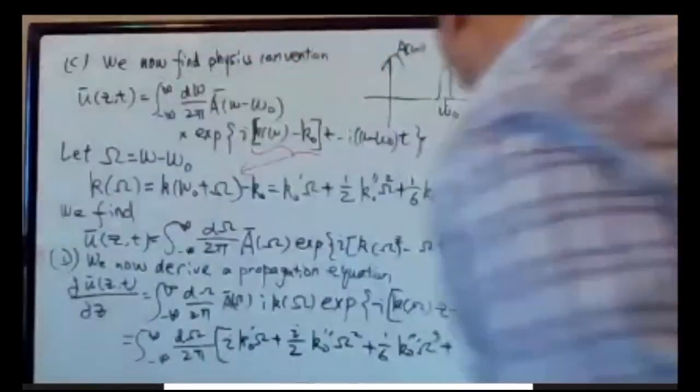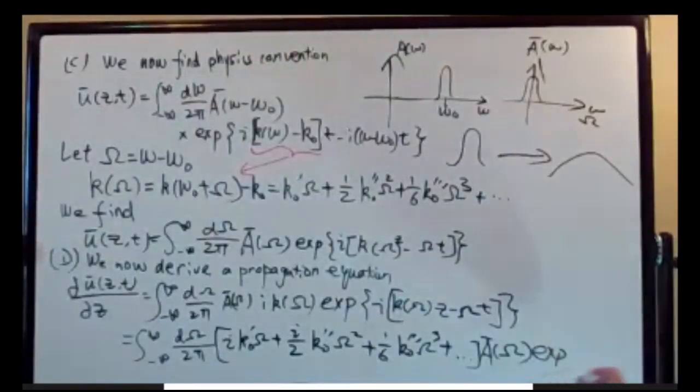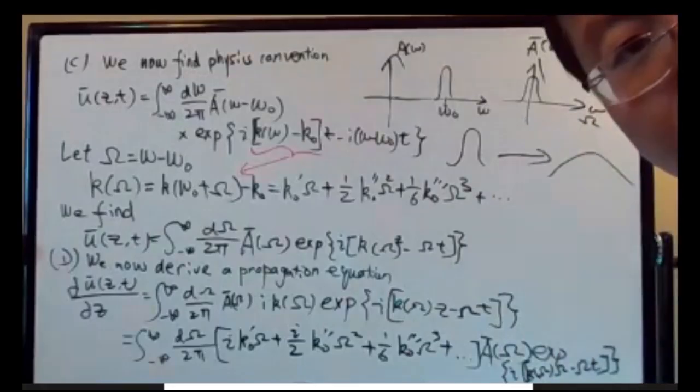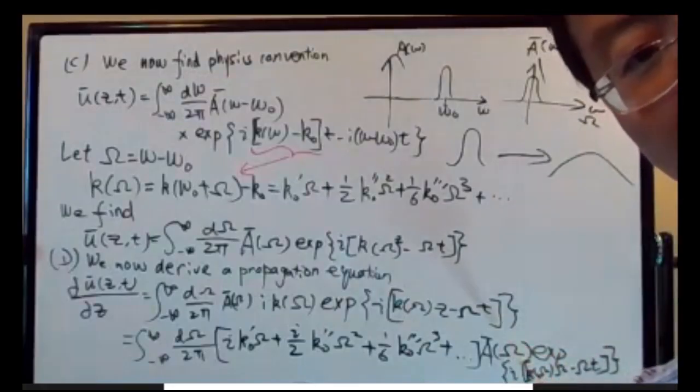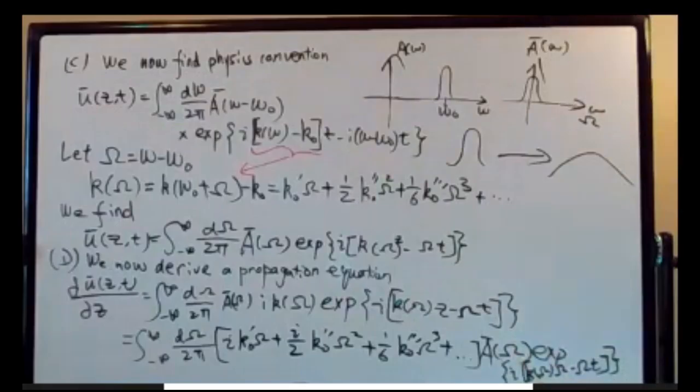and then the exponential, which we'll just copy down. The exponential i k omega z minus omega t. Will you be able to see it? Kind of, right? Let me read it to you.